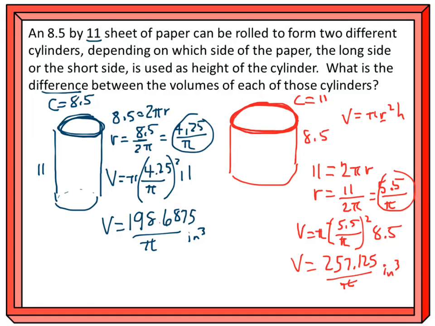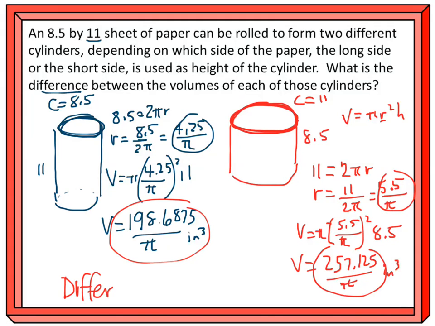So it's at this point you can put each of these into the calculator and subtract them to find the difference. So the difference in the volumes is approximately 18.6 cubic inches.